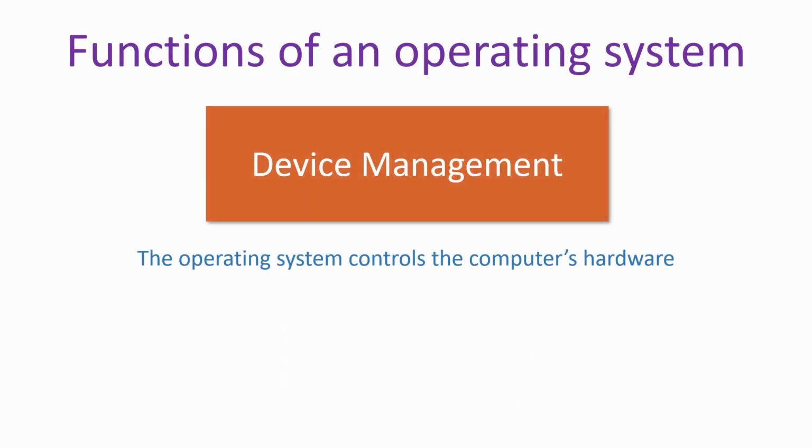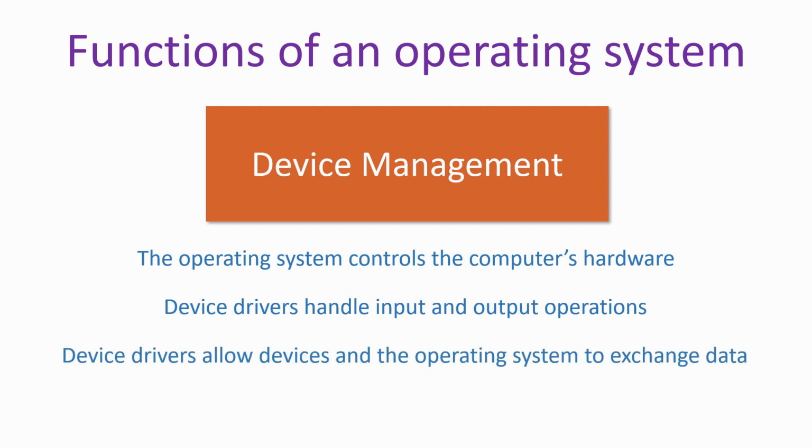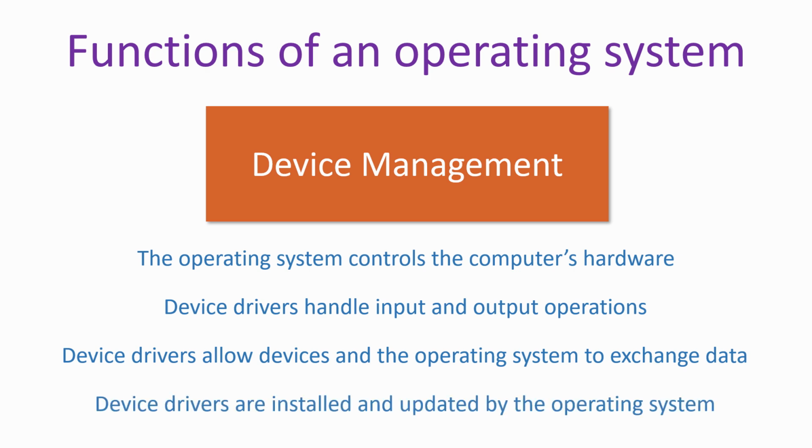Here's a recap. It's the job of the operating system to control the computer's hardware. Device drivers handle input and output operations. They allow devices and the operating system to exchange data. Device drivers are installed and updated by the operating system, and the operating system controls their access to memory and the CPU, just like every other program.